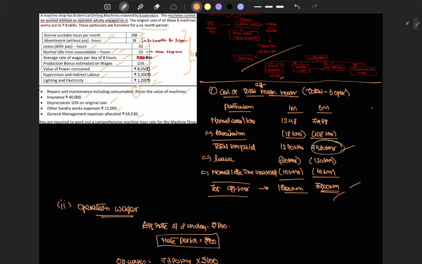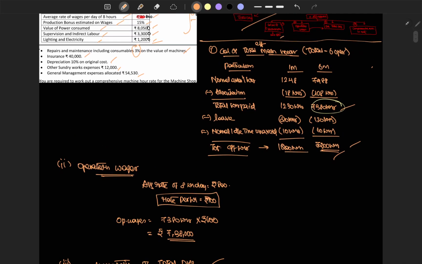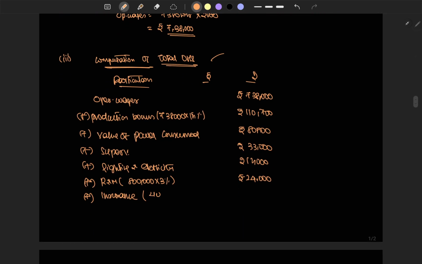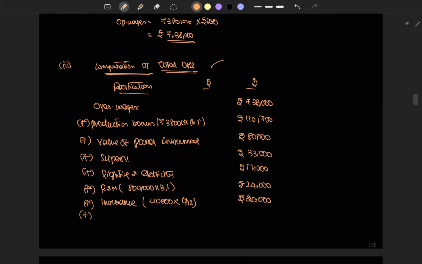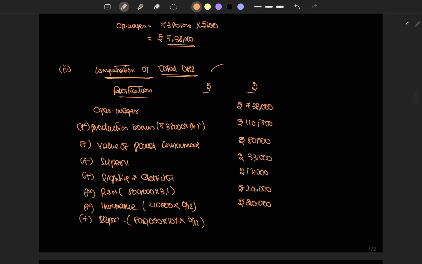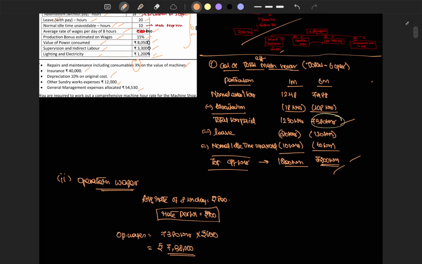Okay, we have found the repairs and maintenance. So insurance would be for 1 year. What we have to do now is take only 6 months. So 40,000 into 6 divided by 12 comes around 20,000. And we have depreciation on original cost, which is for 1 year. So 8 lakh into 10% into 6 by 12, right? So 80,000 into half, just 40,000. 40,000 is the depreciation.